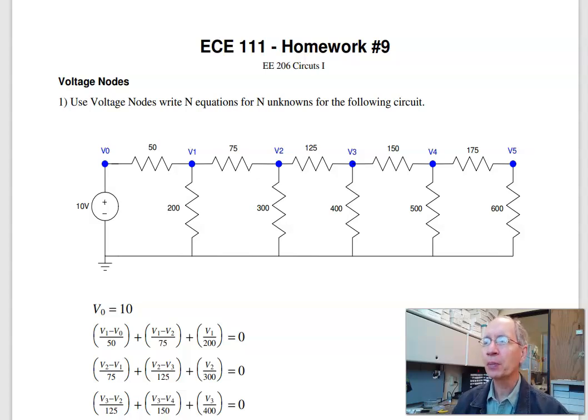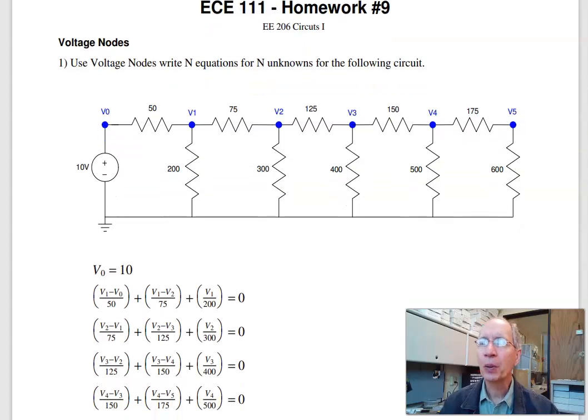So the first problem looks at a resistor network, something that you'll see in Circuits 1. What I want to do is solve for the voltages V1 through V5. To do that, since I have 5 unknowns, if I can write 5 equations for 5 unknowns, I can solve using Matlab.